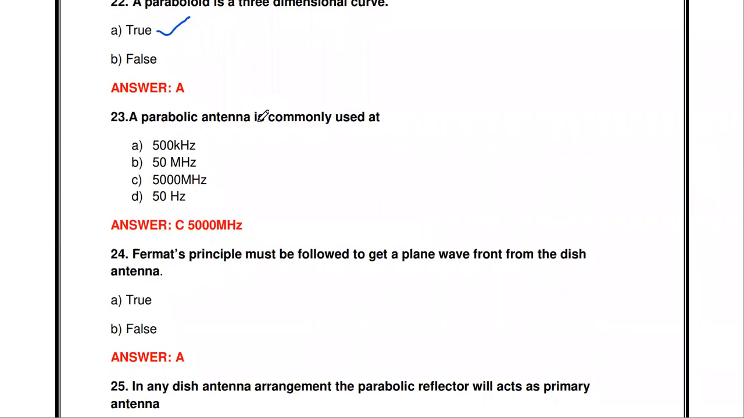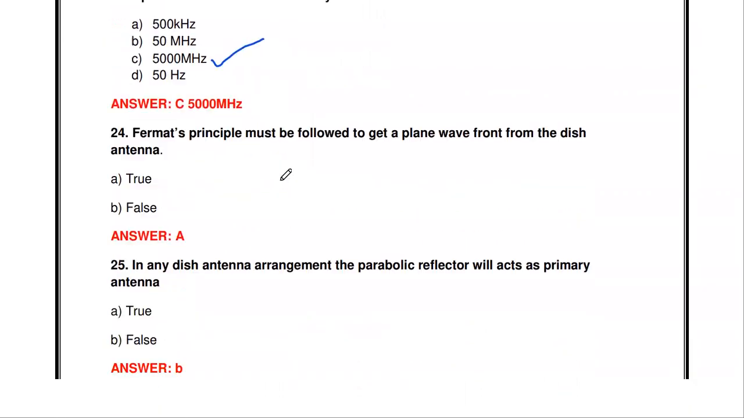Then, the parabolic antenna is commonly used at which frequency region? 500 kilohertz, 50 megahertz, 5000 megahertz, or 50 hertz? 5000 megahertz. The parabolic antenna is used in the microwave range. So at 5000 megahertz we are using the parabolic antenna.